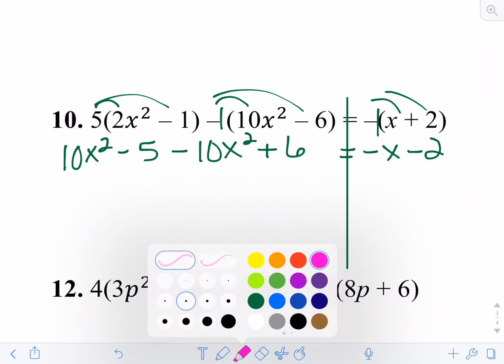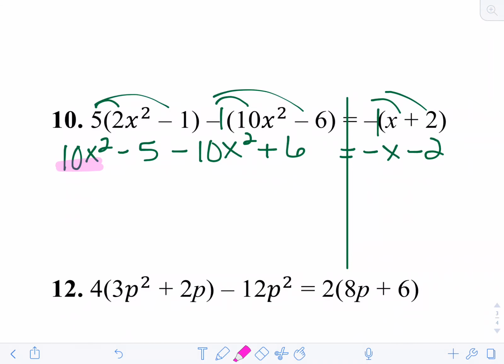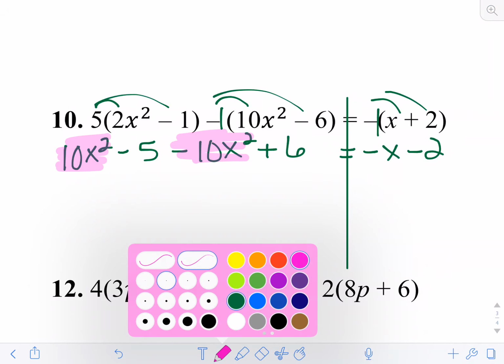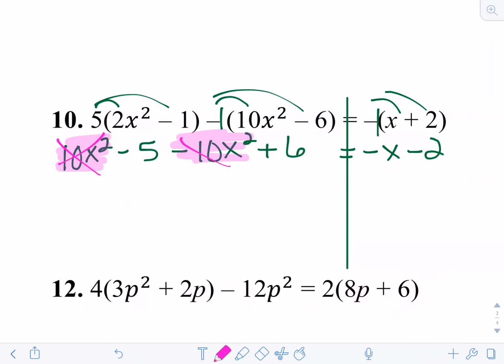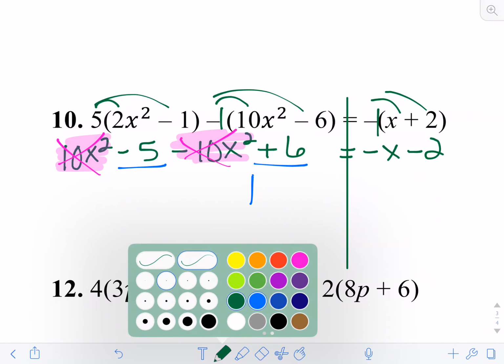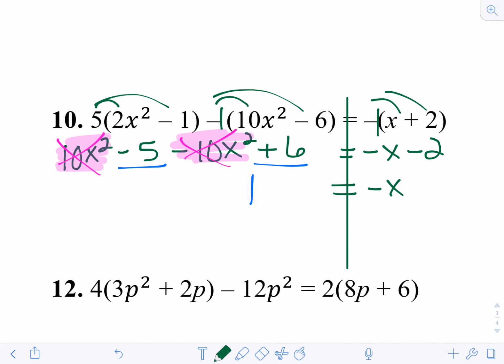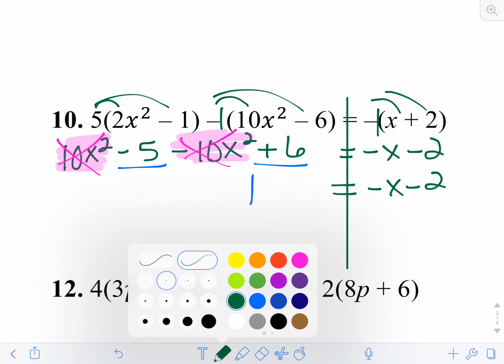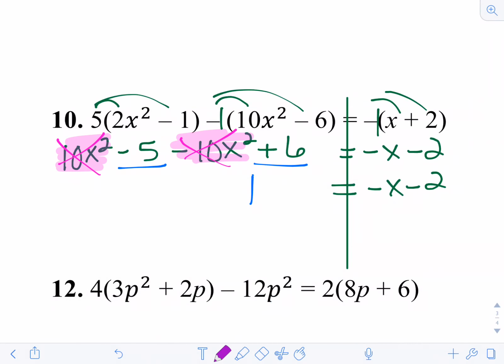I'm going to go ahead and combine like terms. I have a 10x squared and a -10x squared. 10 minus 10 is 0, so really those cross out, so we're done with that. And what I'm left with then is I have this -5 and a positive 6, so that just gives me 1. On the other side, there's nothing I can combine, so I have -x minus 2. Okay, now what we're going to do is we're going to add a 2 to both sides.